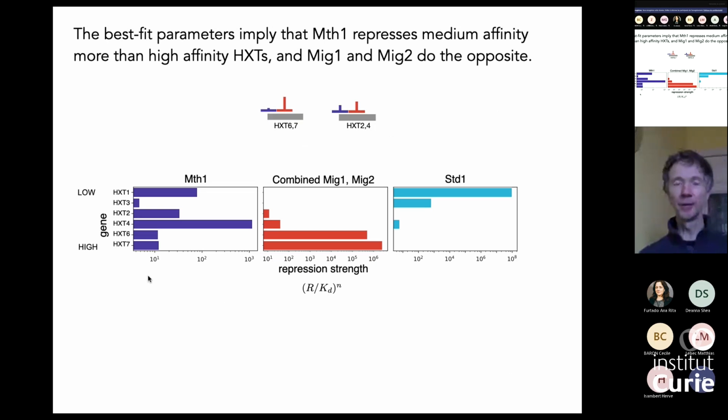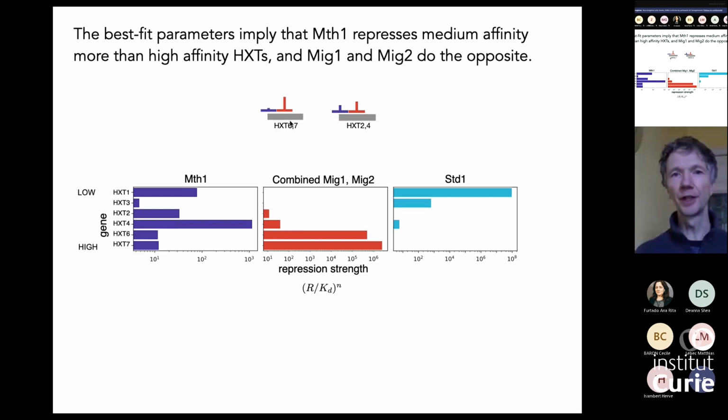We also, of course, get parameters back when we fit these different models. So we pick the best model and look at the parameters for that model. And we see that the two types of repressors work a bit differently. MTH1 binds very strongly; these are organized in terms of their affinity. So these are the medium affinity ones. MTH1 binds to them strongly and weakly to the high affinity ones, whereas MIG1 and MIG2 bind strongly to the high affinity ones and weakly to the medium affinity ones. In other words, their regulation is flipped.